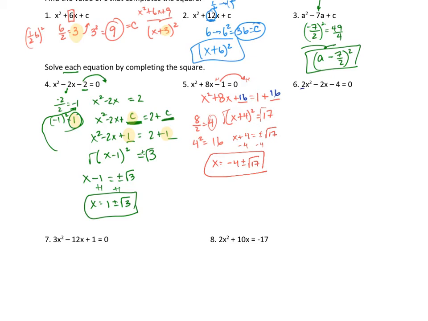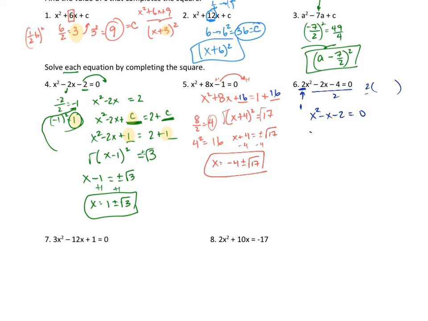Over here, notice I have a 2 in front. What I need to do is I always want this to be a 1. I can't really complete the square on this if that's not a 1. So what I'll simply do is just divide everything by 2. That'll give me x squared minus x minus 2 equals, well, 0 divided by 2 is still 0. Some teachers will tell you to factor the 2 out and then divide by 2, which is the same process.